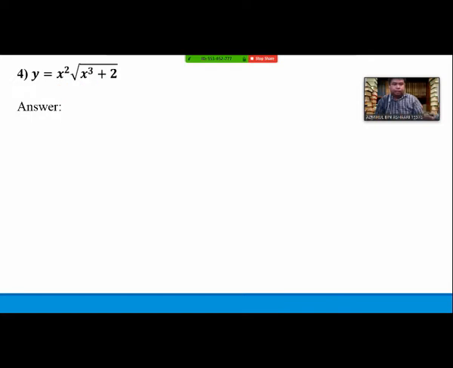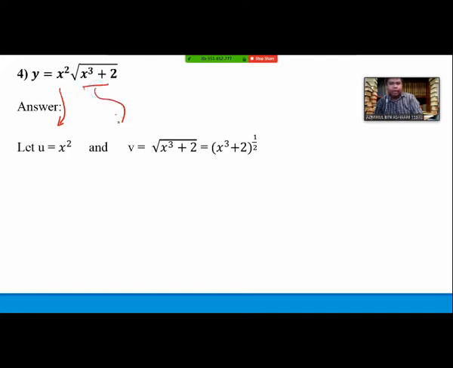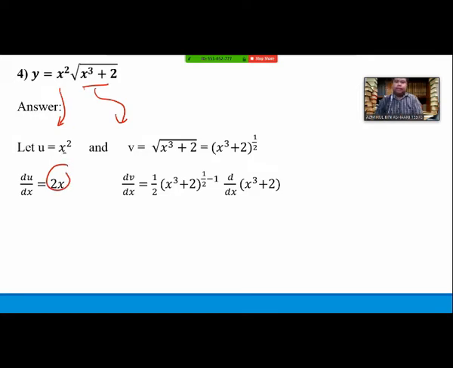Okay, how do you want to use the formula? First, you assume which one, you can assume mana-mana pun. So I assume this one as U, meanwhile for this one I assume that as V. Okay, and then you get that this one is 2x.